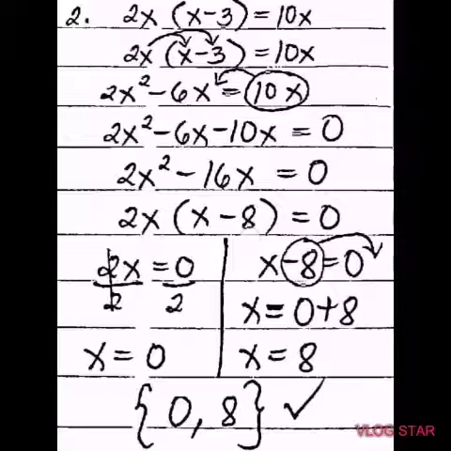After getting these factors, equate them with 0. So 2x equals 0 and x minus 8 equals 0. For 2x, we divide both sides by 2 because we have a value of a, which is 2. After dividing both sides, cancel 2. Now, 0 over 2 is 0. So x here is equal to 0. How about the other side? We have x minus 8 equals 0. Transpose negative 8 to this side, it will become positive 8. So, 0 plus 8 is 8. Therefore, x here is equal to 8. Now, the solution is 0, 8.